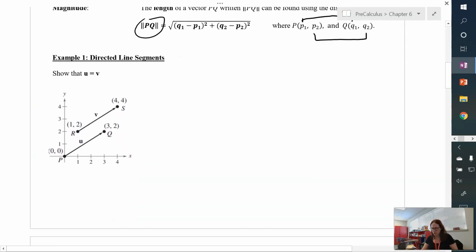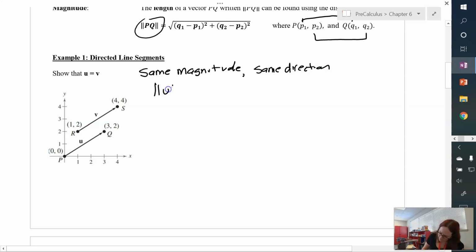We're going to show that vector u, which starts at P and goes to Q, is equivalent to vector v that starts at R and goes to S. The first thing I'm going to do for checking equivalence on the vectors is check their magnitude and make sure they're the same, because if they're equivalent, they should have the same magnitude and the same direction. So let's do the magnitude first of vector u.